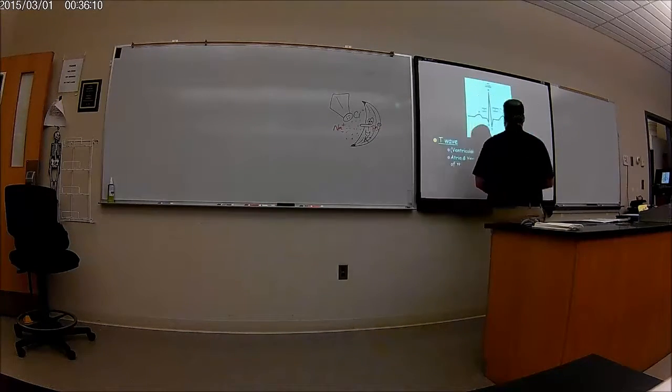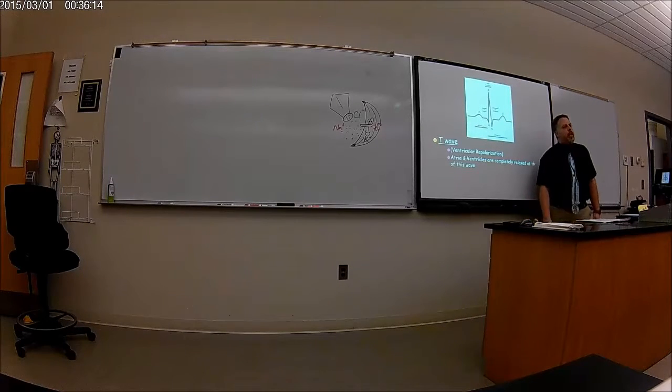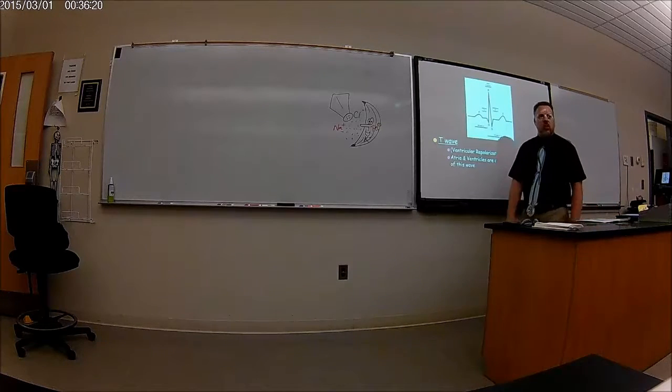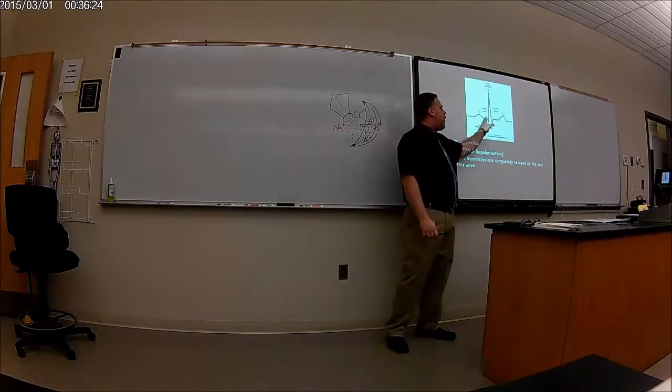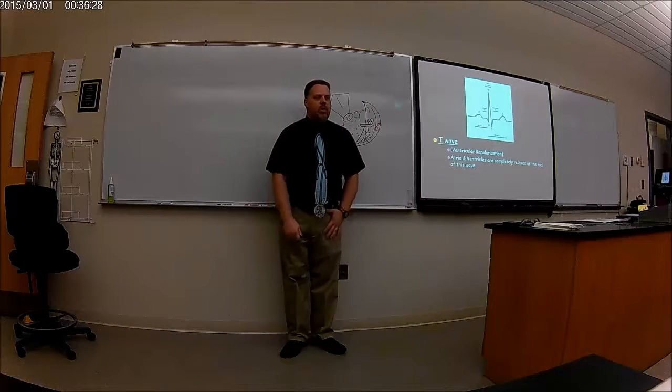Then you have this T wave over here. And this is where we have ventricular repolarization. This is where the ventricles are going to relax. You can see it there. Again, you can't see the atria relax over here because the QRS is so massive.